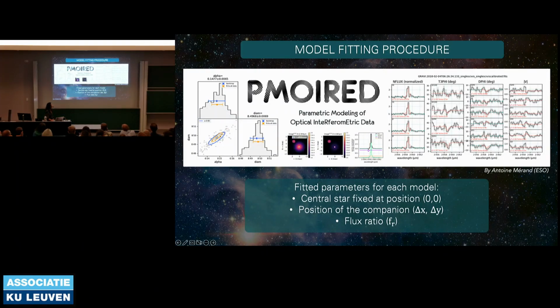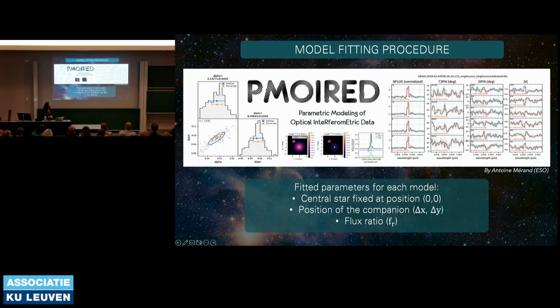To do so, I used PMOIRED, which is a tool that was developed by Antoine Mérand at ESO, and he's the former VLTI expert and project manager and all that. So interferometry has no secrets for him. And I was one of the first to use his tool and to test it as well. It's quite easy-ish to build models with this package. But I keep it simple because I just want to see whether or not there are multiple systems.